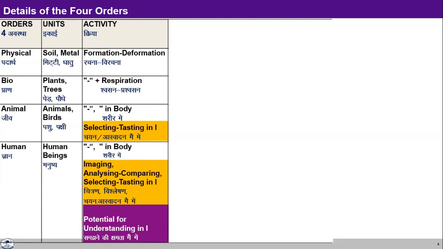In addition to formation and deformation, we can see that in the bio order, there is respiration. So there is an activity of inhaling and exhaling of certain fluid, and that fluid is called air. So in the bio order, we can see there is respiration, that is inhaling and exhaling of air. And the potential by which this particular activity takes place is called prana. The particular characteristic by which this activity takes place is called prana. So as long as a unit belongs to the bio order, there will be respiration involved.